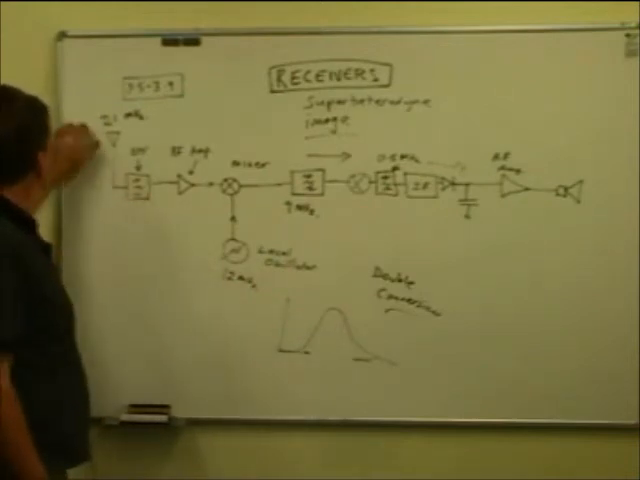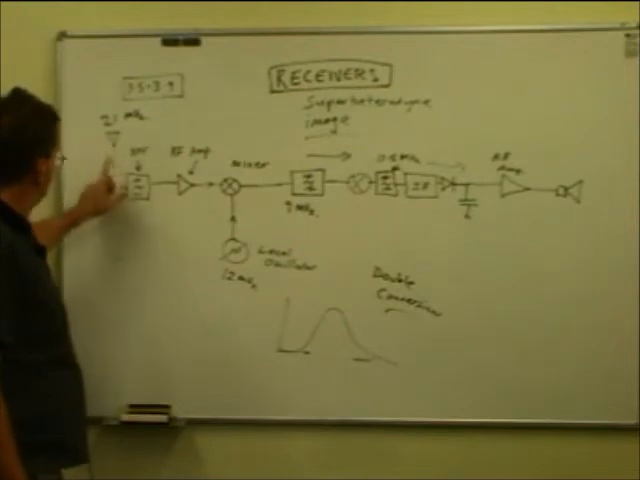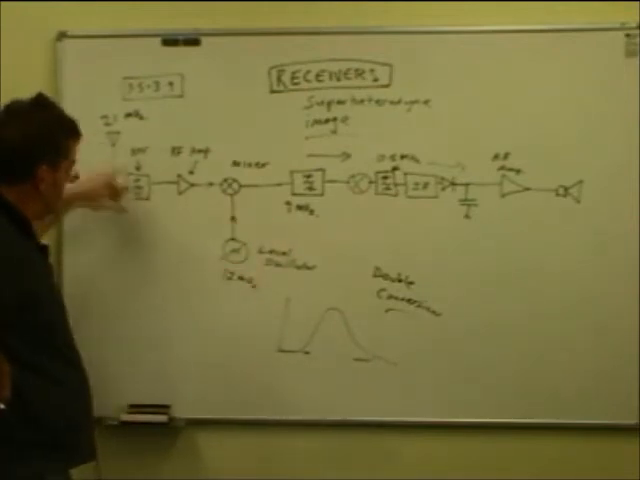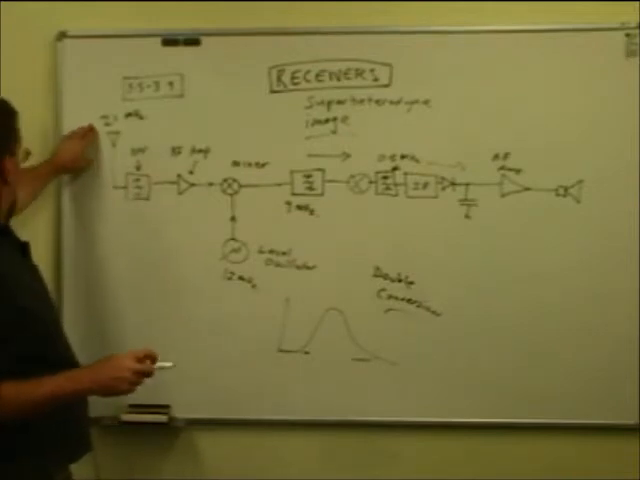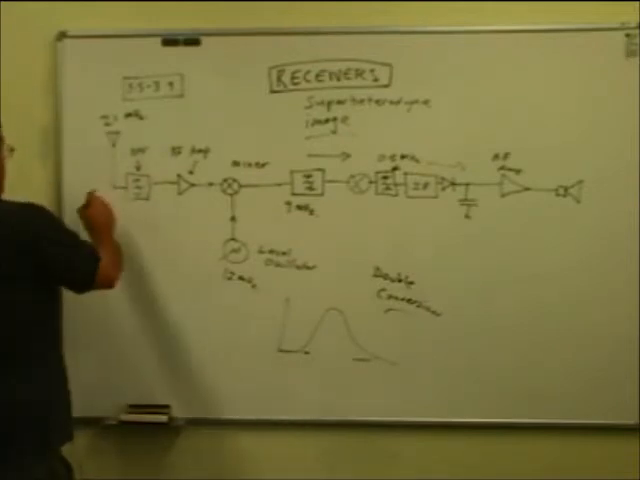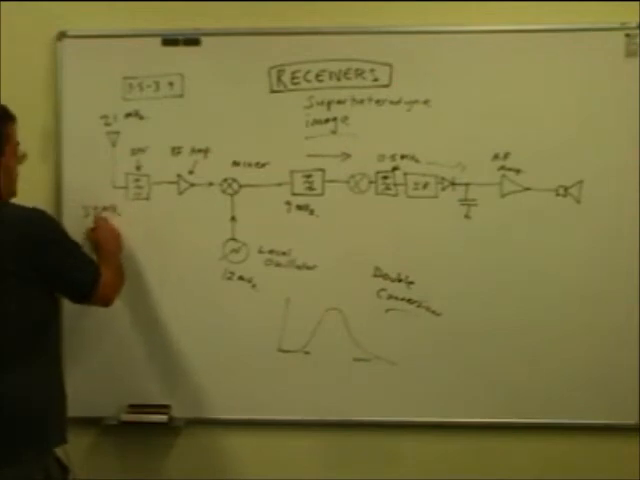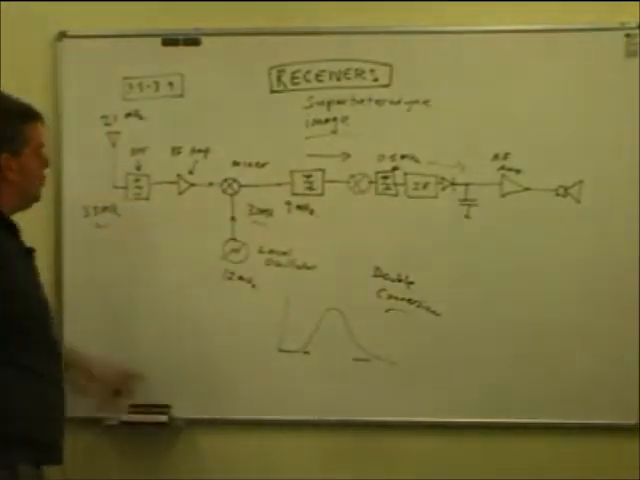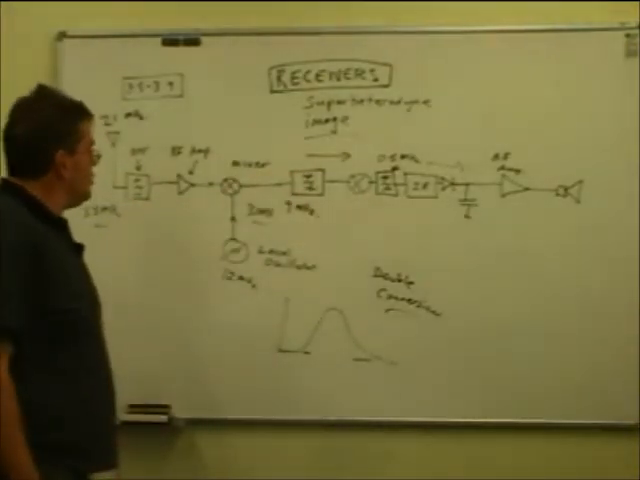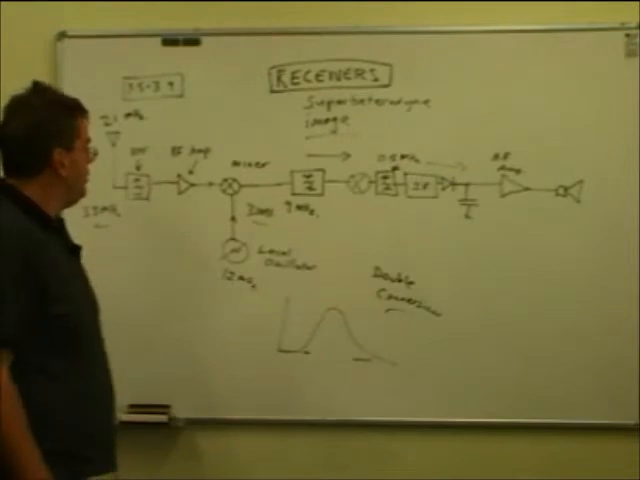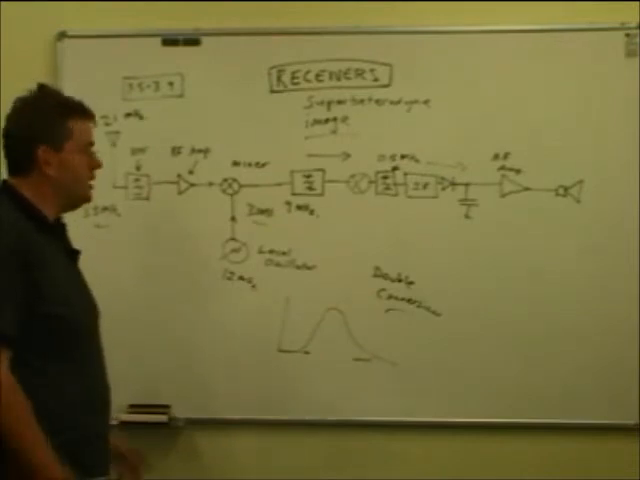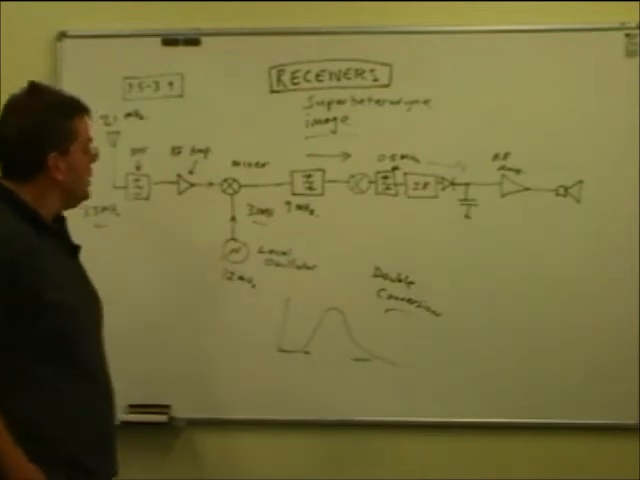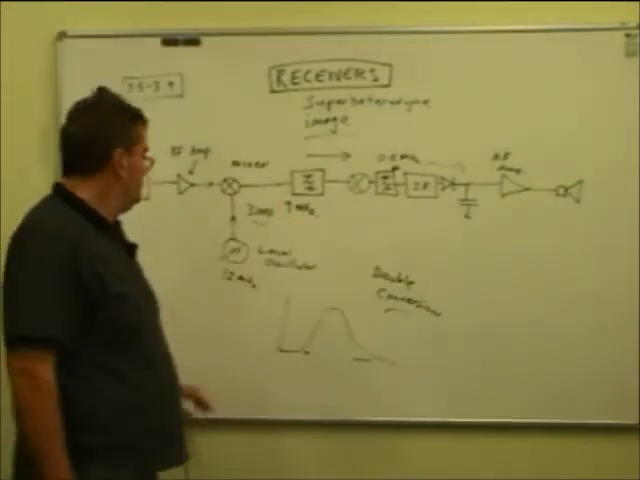So what's the image going to be? The difference between the two, 21 minus 12, is 9. The image is going to be 21 plus 12, which is 33 megahertz, coming in there. Now, it doesn't take much of a filter to stick in here that will pass 9 but not 33. So by having that relatively high intermediate frequency with a relatively El Cheapo filter, we can eliminate our image with that first conversion, if you like, to a 9 megahertz IF.